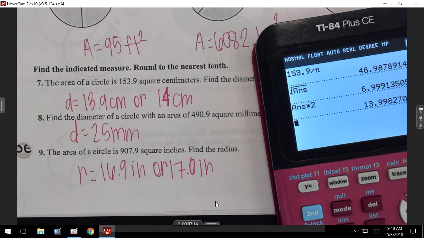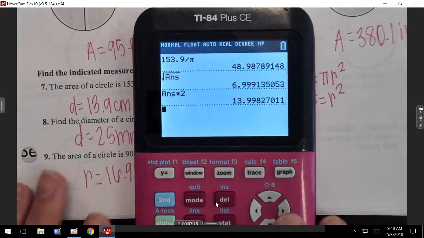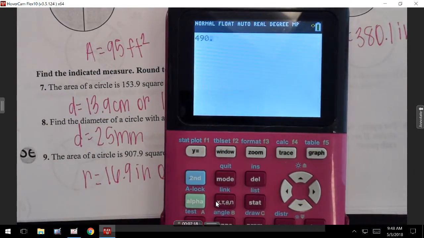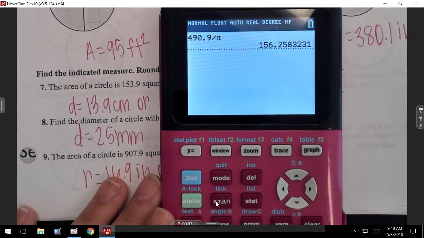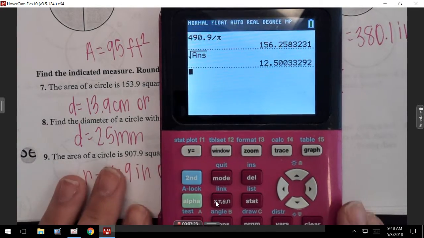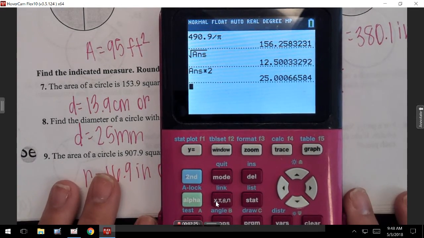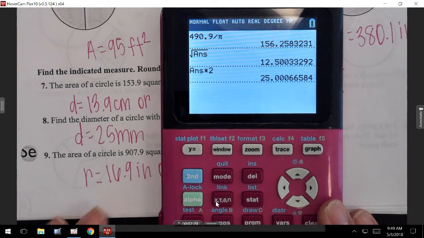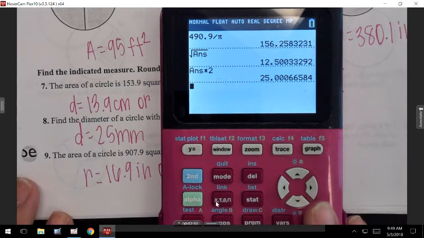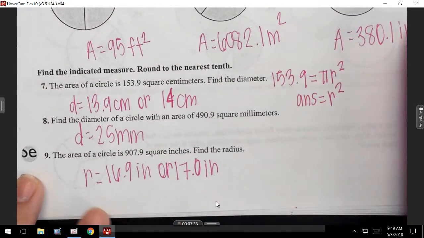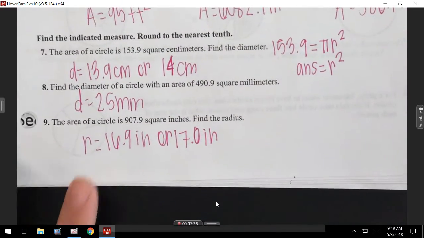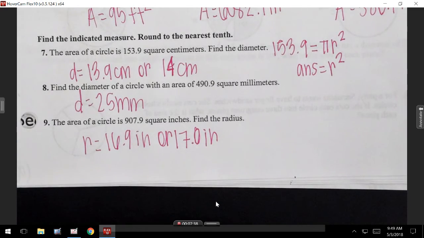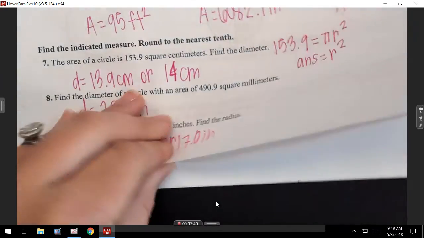Same thing for number 8. 490.9 divided by pi gives you that. Take the square root, multiply it by 2. What's the only difference in number 9? You don't find the diameter, you find the radius. So once you divide it by pi and take the square root, you're done. Okay?